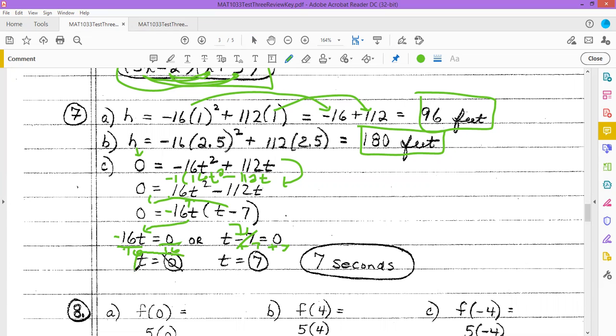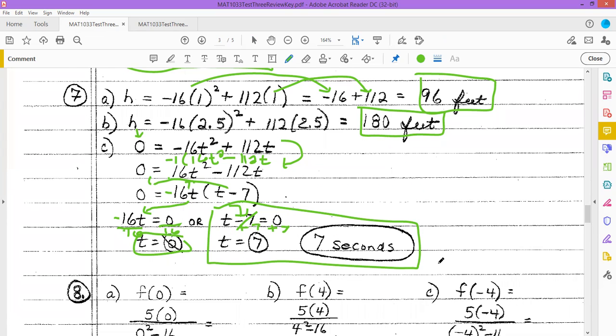T cannot be 0, right? There's no such thing as 0 seconds. I mean, that's no time at all. And we know already that the object started on the ground. So that's what this represents, starting at the ground. But the object is going to hit the ground again at 7 seconds. So it'll go up in the air, then come back down around 7 seconds after being thrown up.